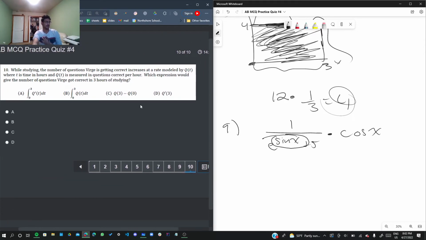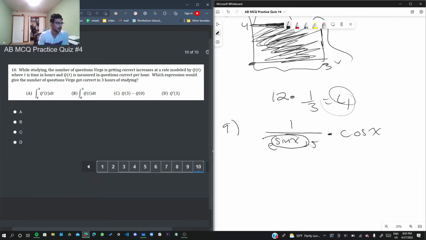Okay, we're doing really good on time actually. But let's go to 10. When studying, the number of questions we're getting correct increases at a rate modeled by Q of t, where t is time in hours and Q of t is measured in questions correct per hour. Which expression will give the number of questions Verge got in 3 hours of studying? Okay, so if you know that Q of t is the rate, it's a rate.